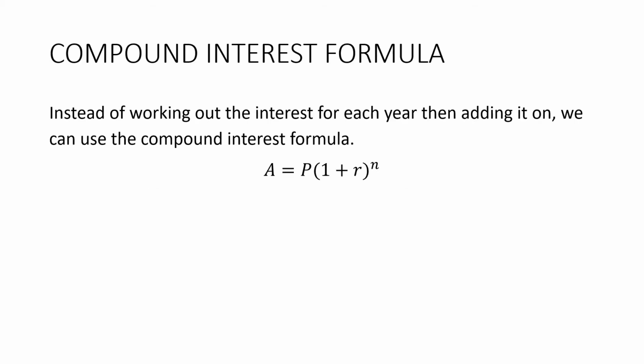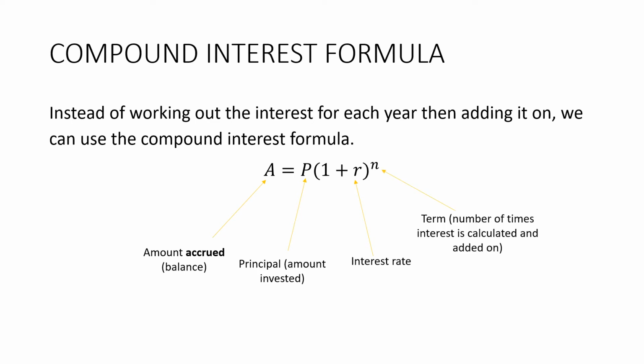Instead of working out though the interest for every year and then adding it on, we can use the compound interest formula, which is here, and it will be given for you on a formula sheet. So this is the amount accrued, and that means the balance. P is the principal, just like in simple interest. R is the interest rate expressed as a percentage, and N is the term. It's the number of times the interest is calculated and added on, and that's that word compounded.